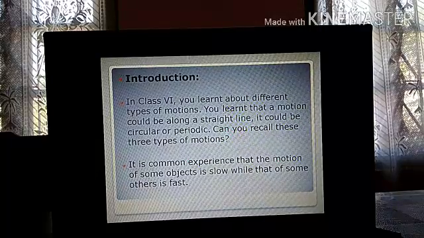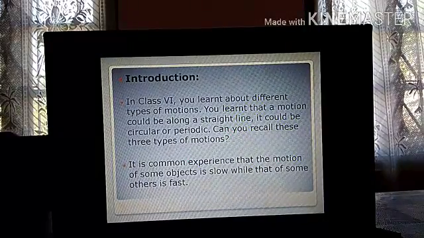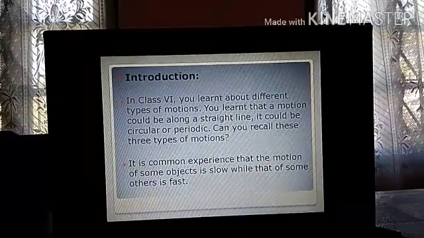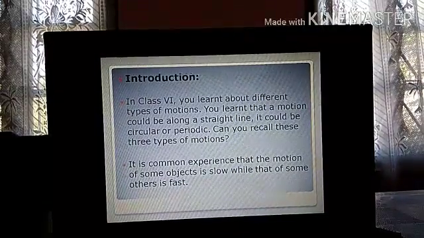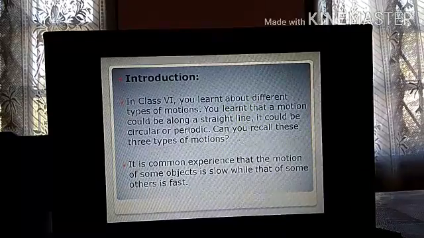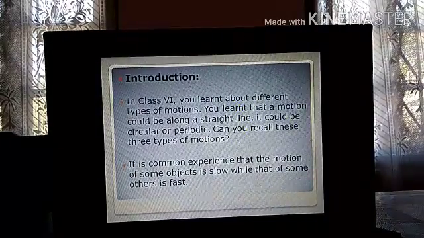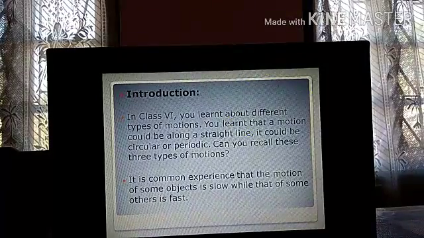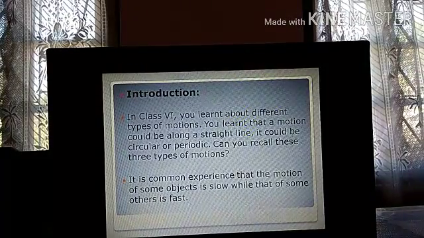Basically motion means movement. So when you are moving from one place to another, or when a car is moving from one place to another, or when any vehicle is moving, then what do we say? That we say that these vehicles are in motion, or we say that you are in motion. So motion means actually movement.